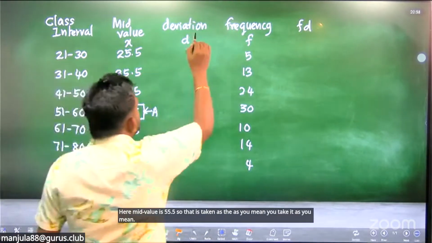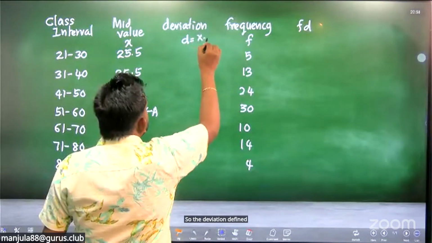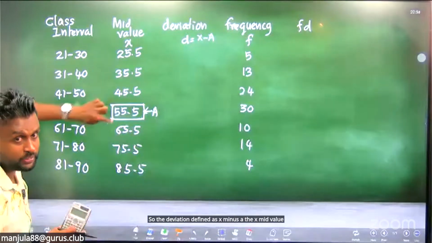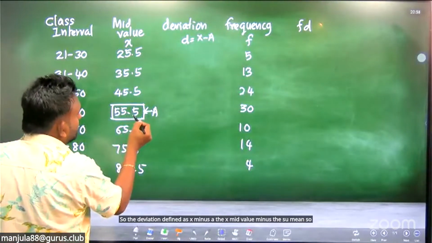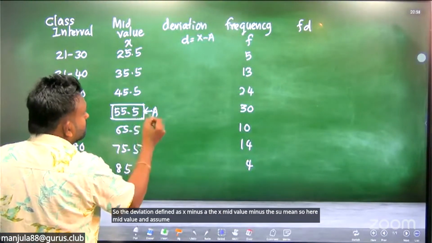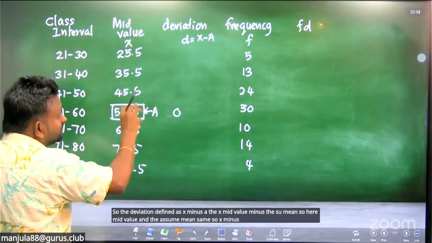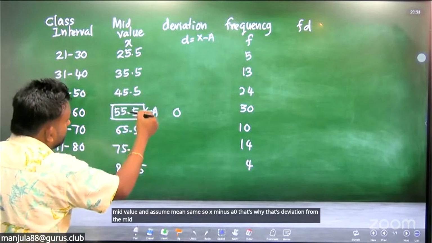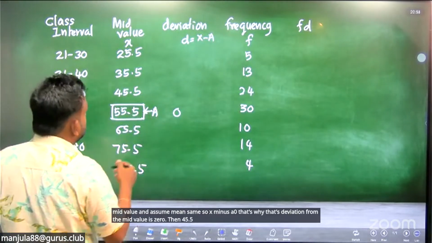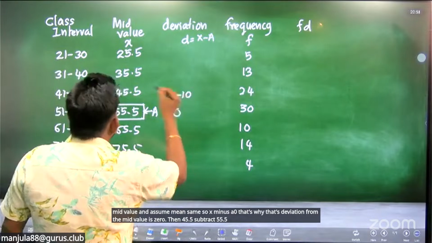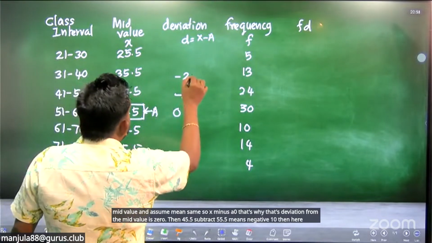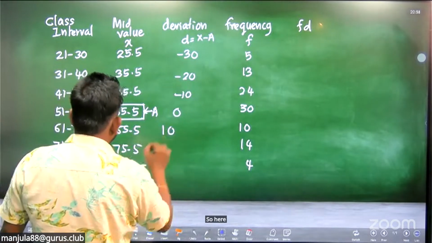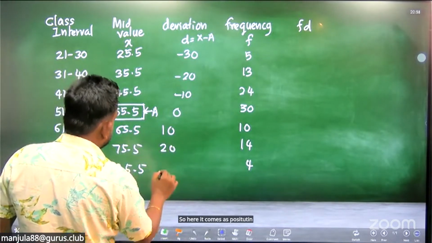The deviation is defined as x minus a, the mid value minus the assumed mean. Here the mid value and assumed mean are the same, so x minus a is 0. That's why the deviation from the mid value is 0. Then 45.5 subtract 55.5 means negative 10. Then here negative 20 and here negative 30. Here it comes as positive 10, positive 20 and positive 30.